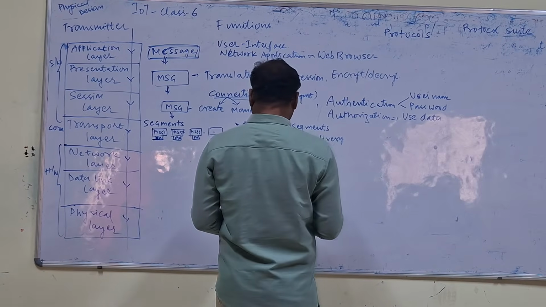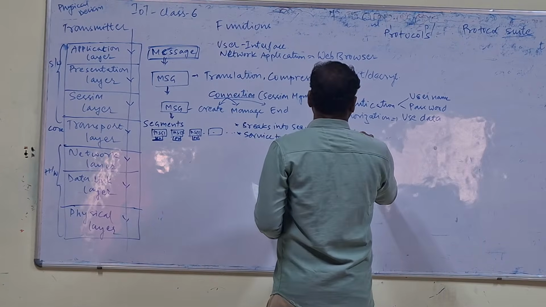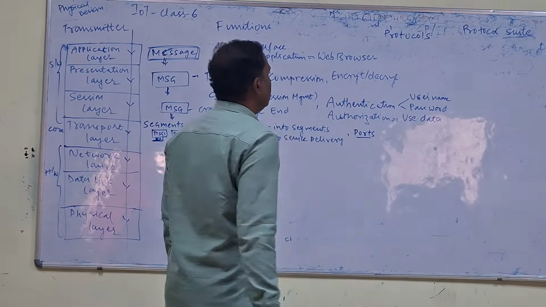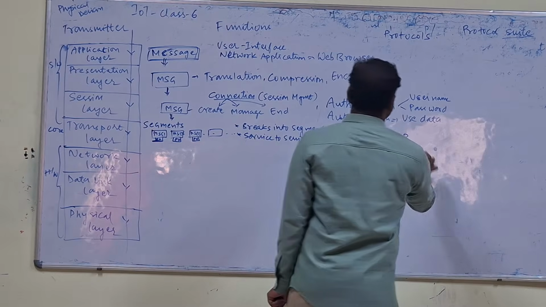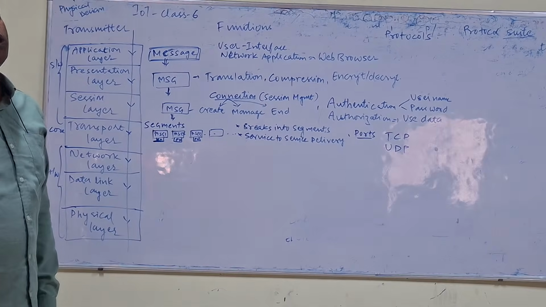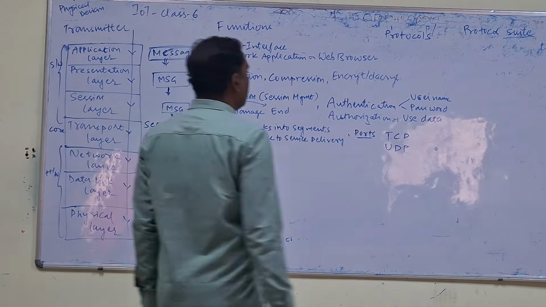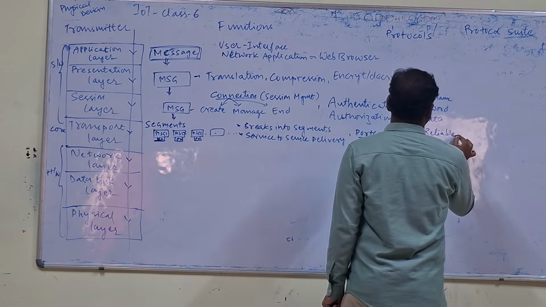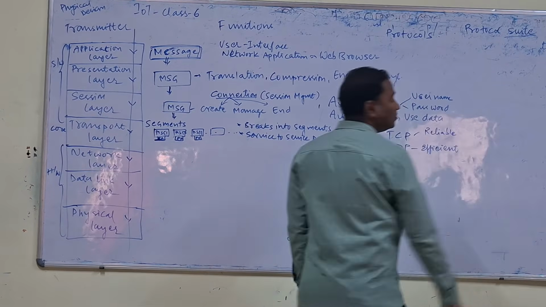Right. So here the addressing scheme is ports. Here, two types of protocols we use: TCP and UDP, transmission control protocol and user datagram protocol. Transmission control protocol is connection oriented, it is a reliable protocol, whereas UDP is an efficient protocol.